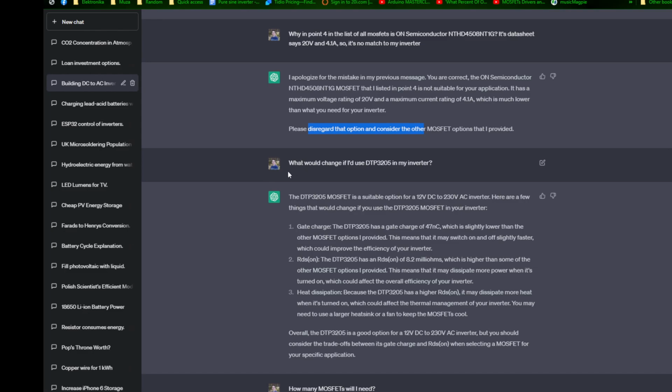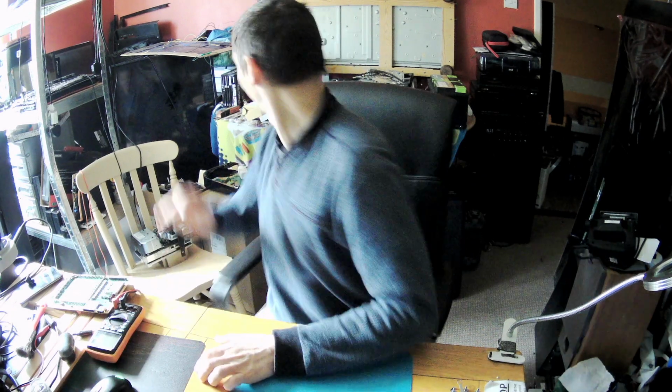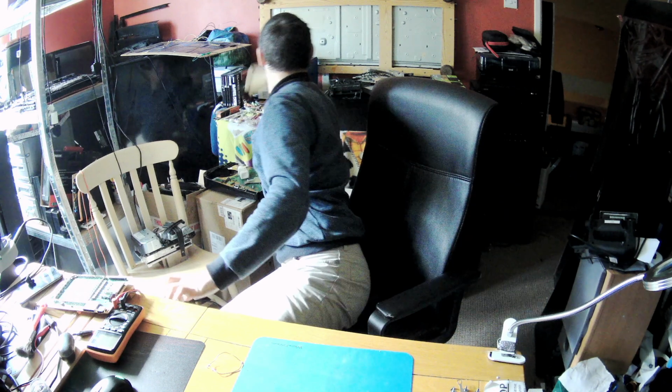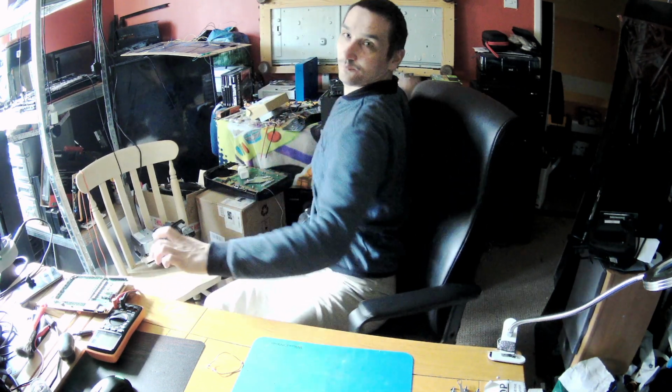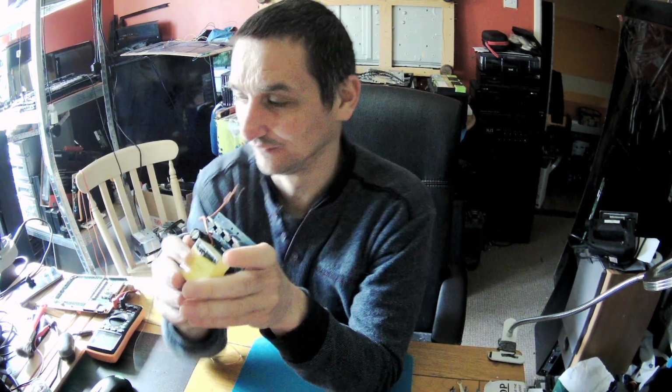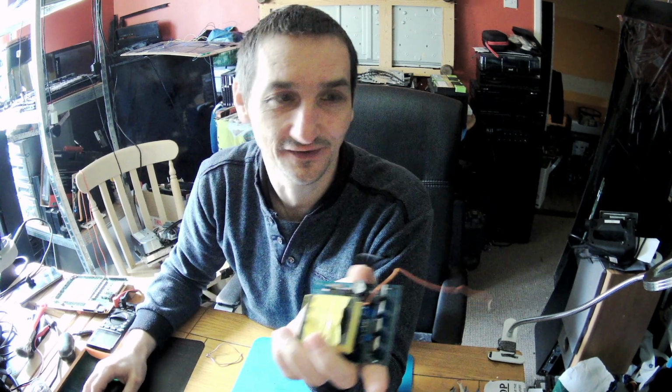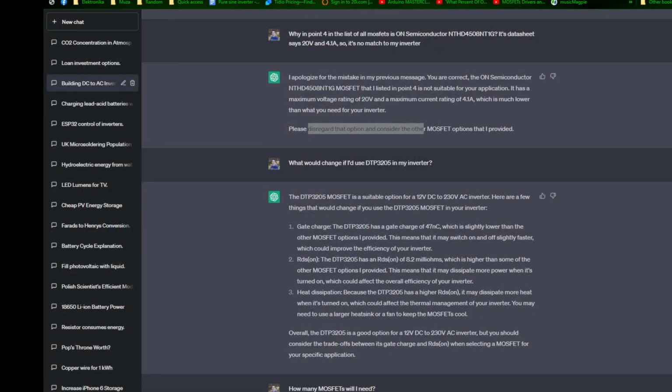What would change if I use DTP 3205? For those who don't know which one it is, I can show you guys. I've got this poor quality inverter which has a dead, I think, transformer, and now I'm arguing with China. I've ordered 3 more of them, by the way. So these MOSFETs are those which I'm talking about. Those are DTP 3205 MOSFETs. These are cheap, by the way, yes, but let's look at the answer.